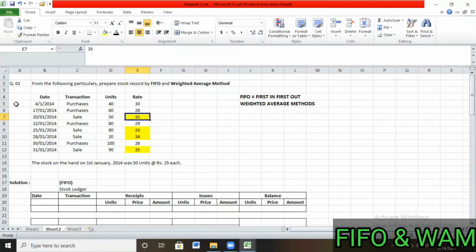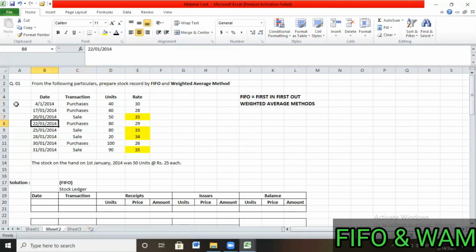This rate will not be considered while valuing stock, because in valuation of stock, cost or market price, whichever is lower, is taken, and normally the selling price is made up of the profit. So we will ignore this kind of pricing for valuation of stock. We will ignore the pricing of sale. Selling price will be ignored.